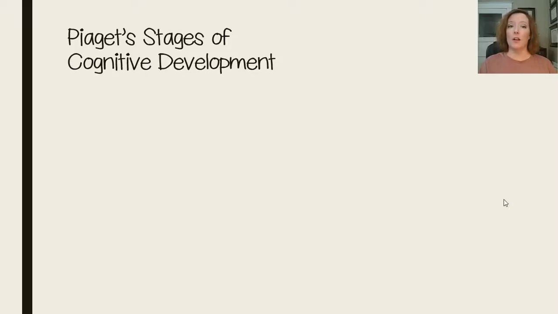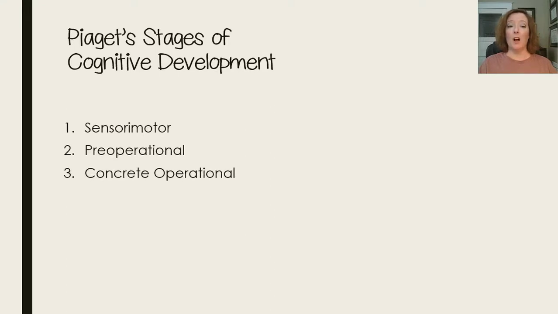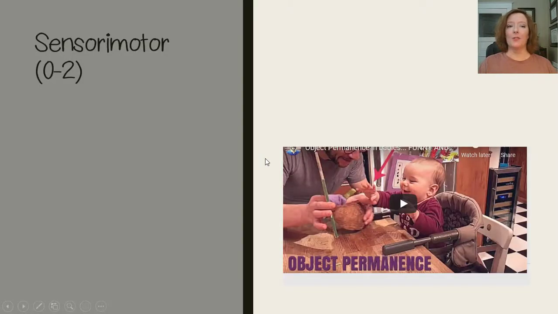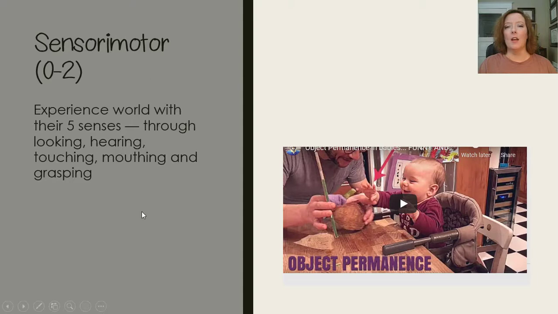Piaget also had a theory of cognitive development: sensory motor, preoperational, concrete operational, and formal operational. So let's talk about each one of these and some examples. Okay, so sensory motor stage usually happens between birth and up to about 2 years of age. And a child in this stage is going to experience the world through their 5 senses. So think senses, sensory motor. So they are getting experience through looking, hearing, touching, putting things in their mouth, and grasping things.